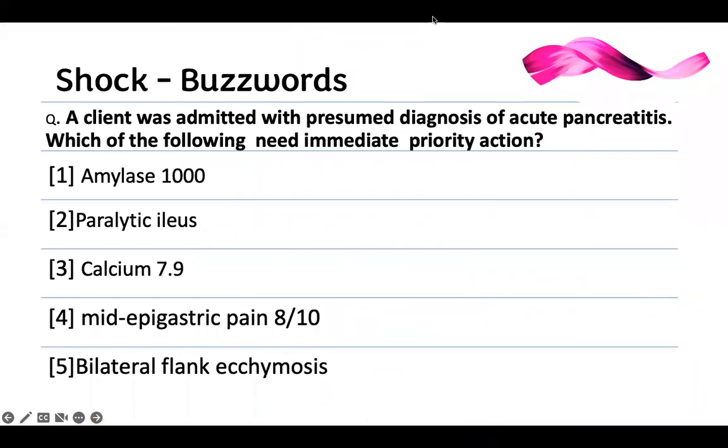So these are examples of questions. You see that shock is being manifested, but they don't tell you, like I said, you have to figure out whether it's shock or not. So for this question, we have a client who was admitted with a presumed diagnosis of acute pancreatitis. Which of the following needs immediate priority action? So this is a patient admitted with acute pancreatitis. Which of these is a priority action? This is a prioritization question because of "immediate" and "priority action." You have to think about it.